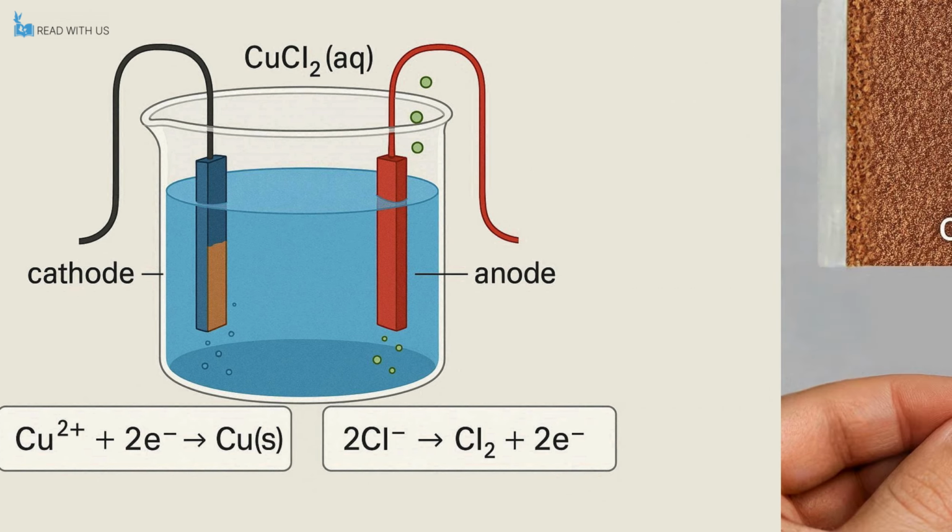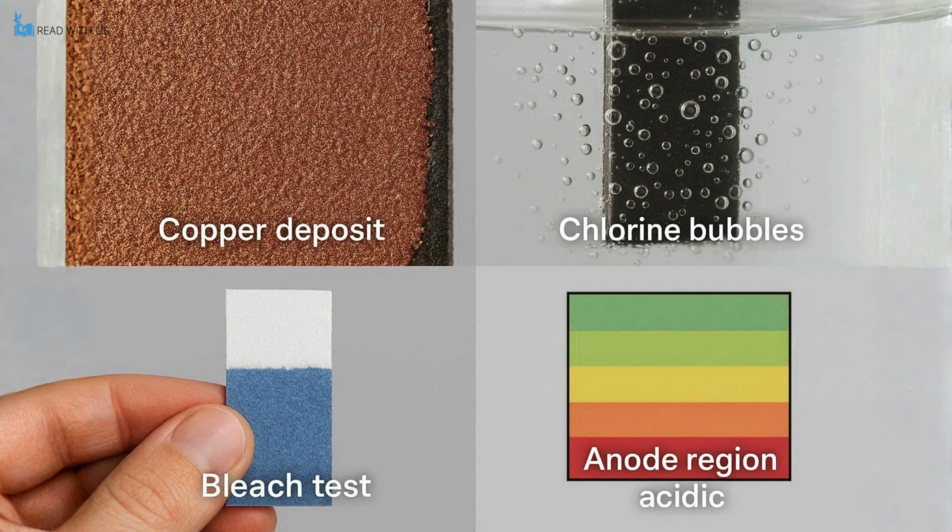You will see a pink-brown coating of copper on the cathode, bubbles of greenish chlorine at the anode, a bleach effect on damp blue litmus held above the anode, and the solution around the anode gradually turns acidic.